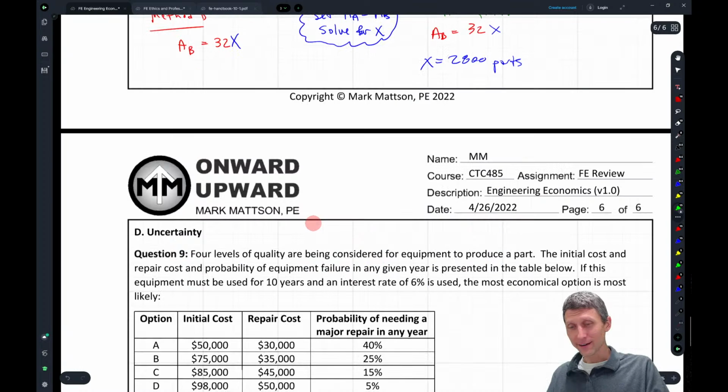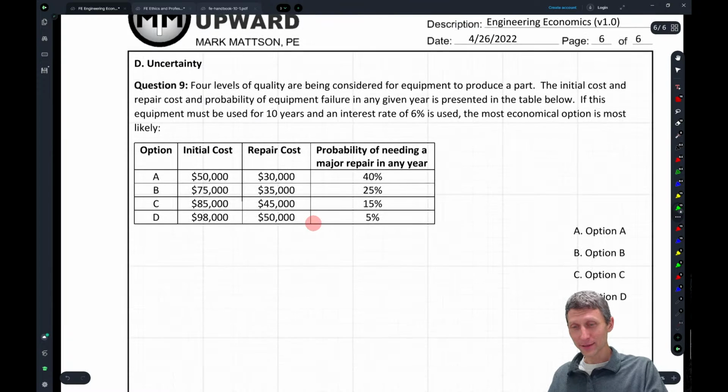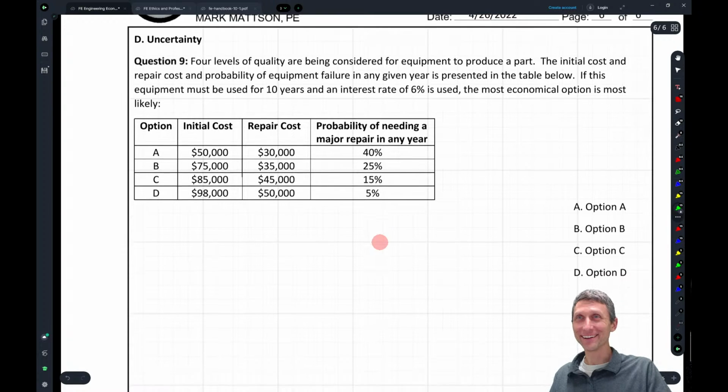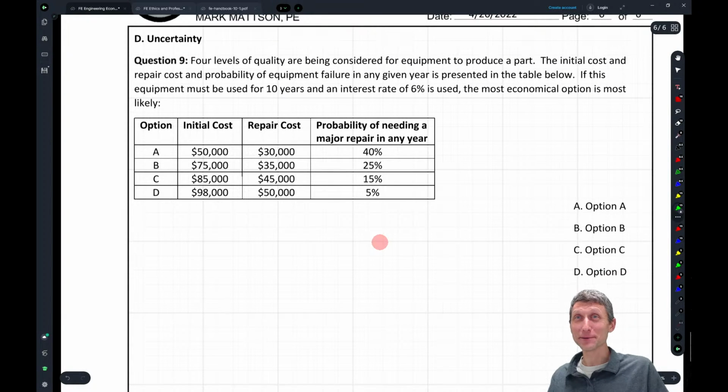All right, last question of the night. Actually, it's not the last question of the night. I got a special question for you after, so keep on. I won't spoil it, but we got an economics question. That's a special one.